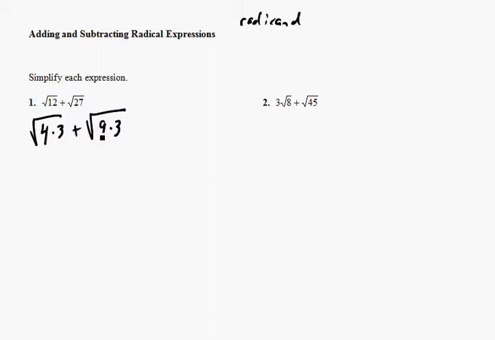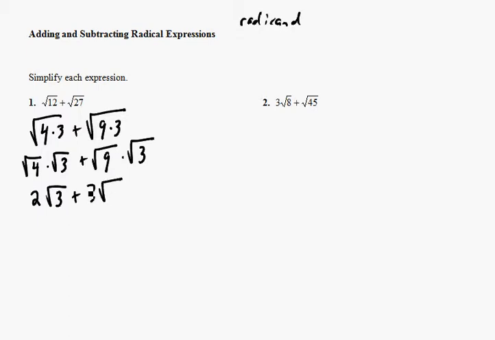The reason we want to look for a perfect square factor is because we can now split each of these radicals into a product of two radicals, like this. And we can find the square root of these perfect squares. The square root of 4 is 2, so we have 2 times the square root of 3, plus the square root of 9, which is 3, which gives us 3 times the square root of 3.